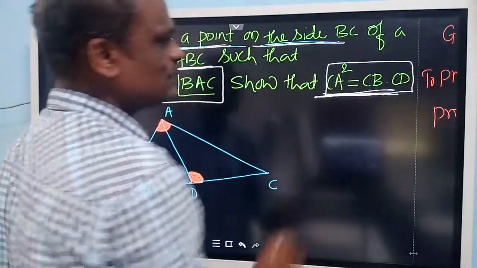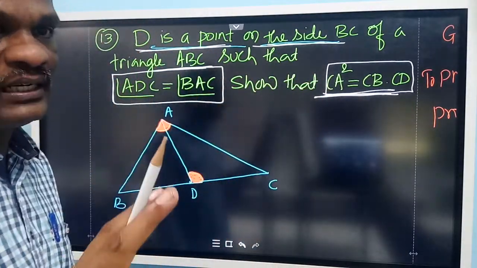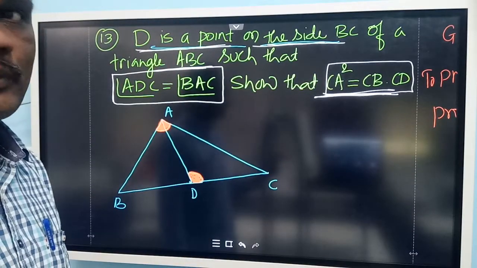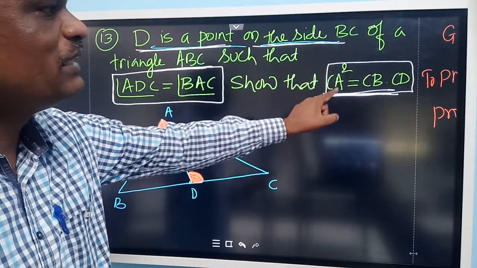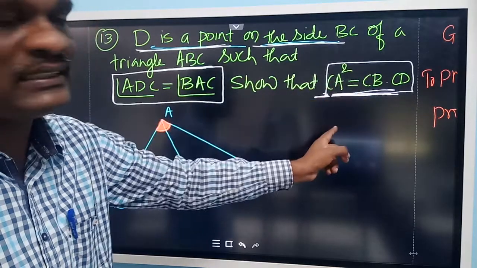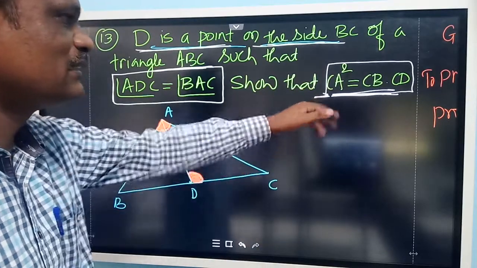When you look at this, you have to get an idea. You have to show two triangles similar. Then you have to write the sides proportional. Then only it is possible to get this answer. Maybe you will get CA by CB or CA by CD. Then CA you transfer to one side. Afterwards you will get this equation.